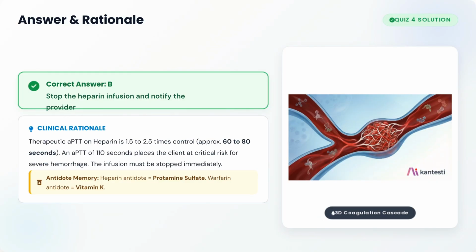The correct answer is B. Stop the heparin infusion and notify the provider. A therapeutic APTT on heparin is typically 60 to 80 seconds. An APTT of 110 seconds indicates a high risk for severe hemorrhage.